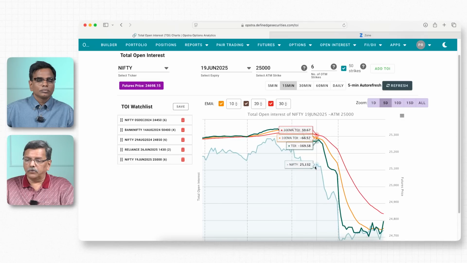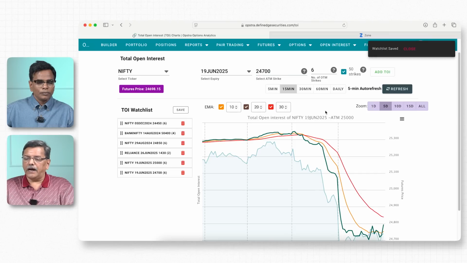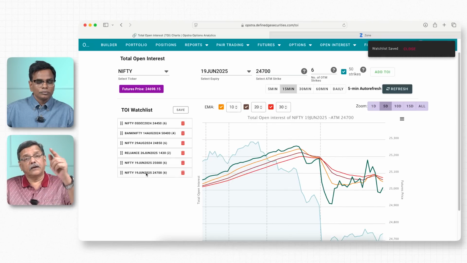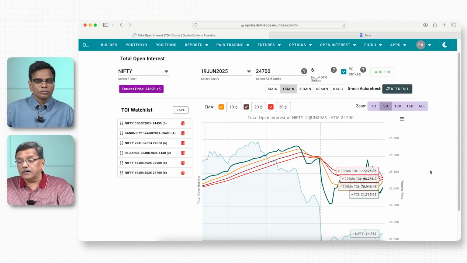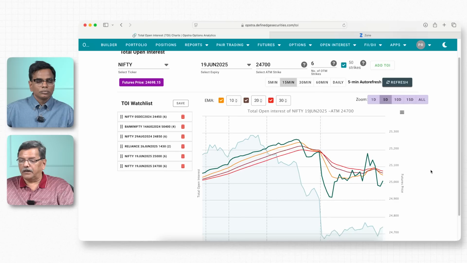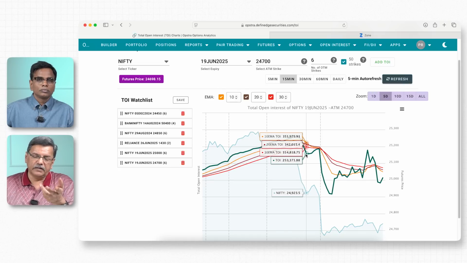So if we go to another strike price, which is the current ATM, you just have to add this and click on it, and this remains saved on the left hand side. So even if you want to revisit it tomorrow, it remains there. So this is choppy in a sense because it is not clear. In fact, in the last 3-4 days it was going up because the market was bullish. Yesterday also, it did not become too bearish.